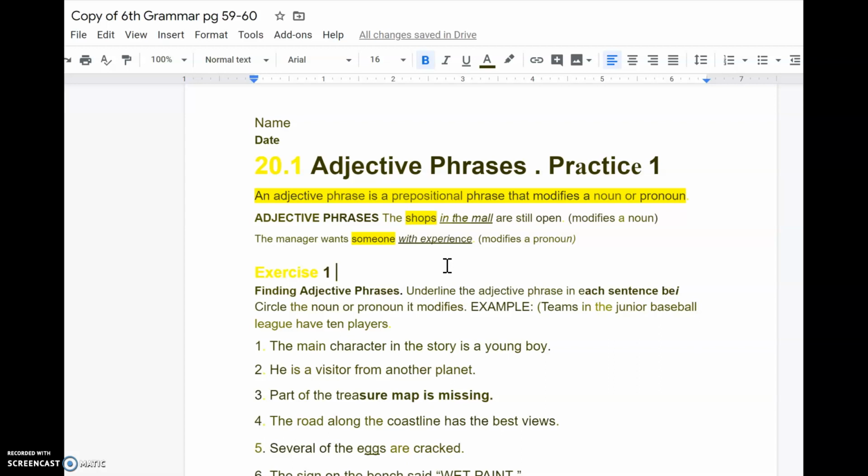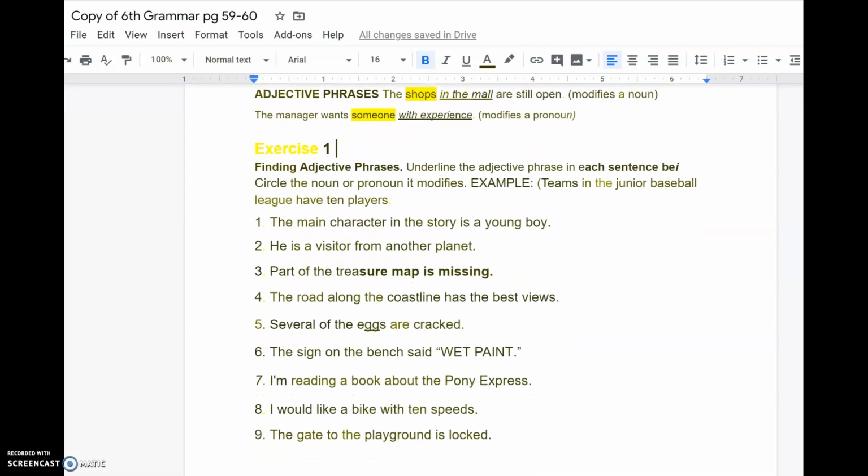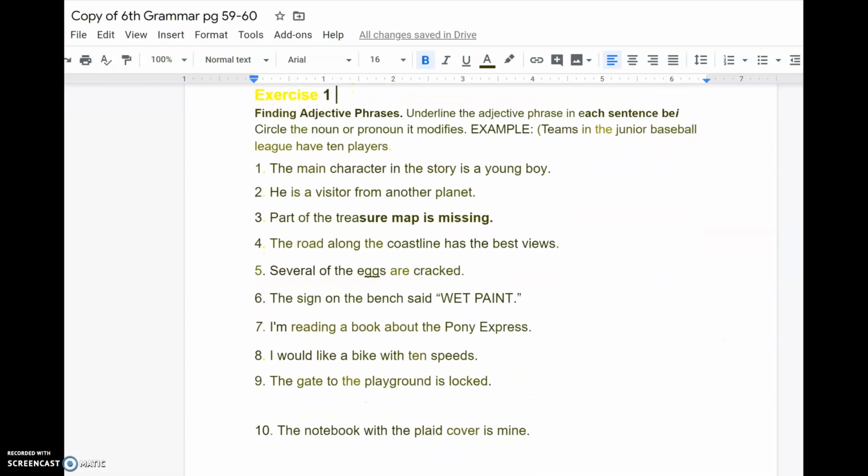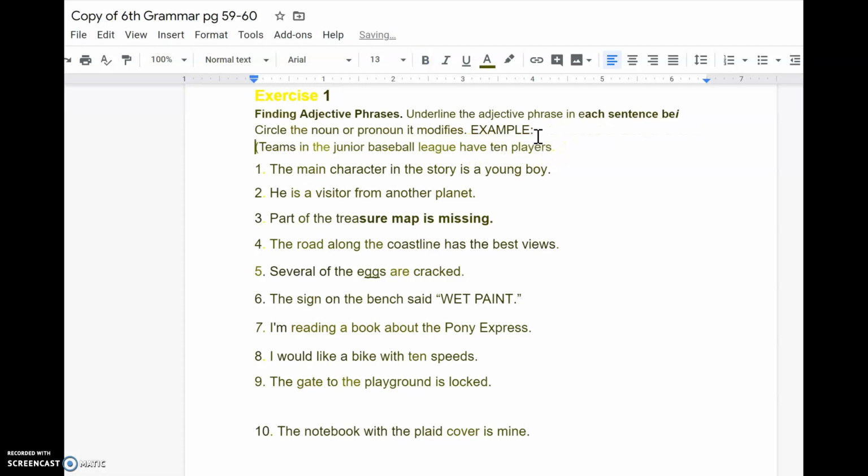So in your book, you have 10 phrases that you need to find. It says, underline the adjective phrase in each sentence. Circle the noun or pronoun it modifies. So they give us another example. Teams in the Junior Baseball League have 10 players.